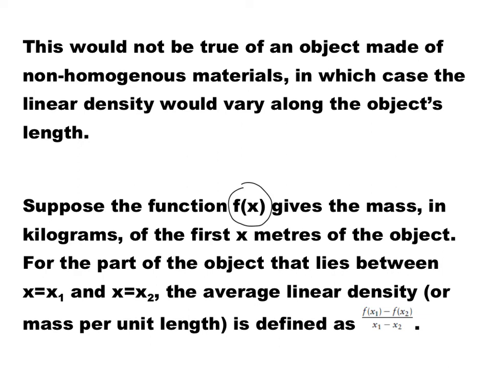In this case, we are going to define the average linear density of the object when the length is between x1 and x2 to be given by f of x2 minus f of x1 over x2 minus x1. This is going to return the average density for a length of x2 minus x1 of the object, given that the object is not homogeneous.